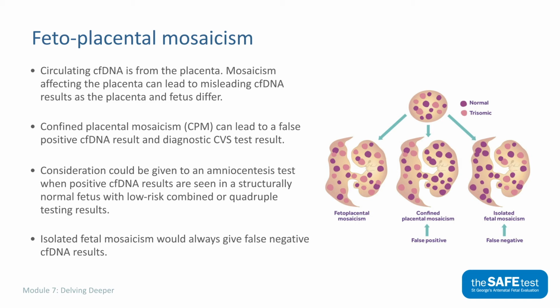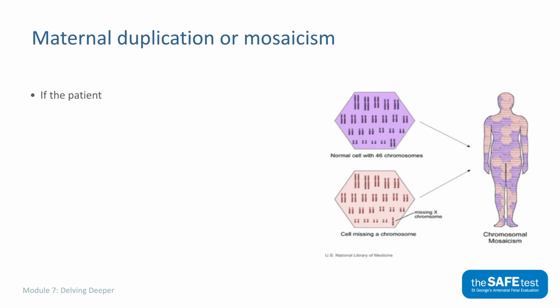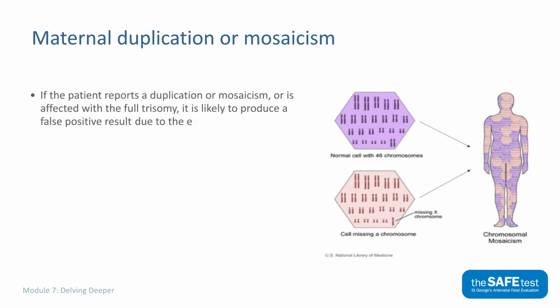Consideration could be given to an amniocentesis test when positive cell-free DNA results are seen in a structurally normal fetus with low-risk combined or quadruple testing results. Isolated fetal mosaicism would always give false negative cell-free DNA results. Maternal duplication or mosaicism. If the patient reports a duplication or mosaicism or is affected with the full trisomy, it is likely to produce a false positive result due to the excess chromosomal material in the plasma.